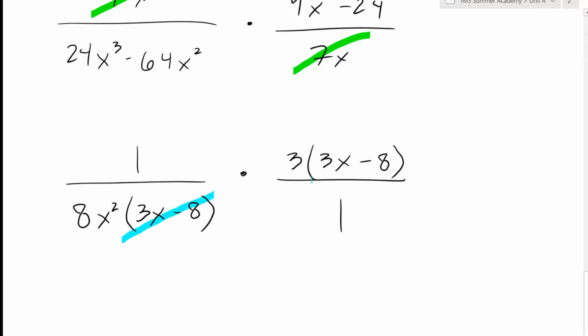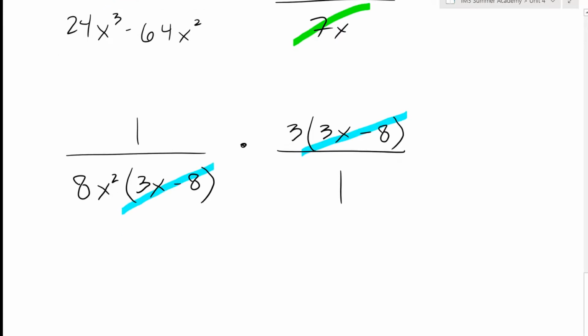And if I look at that, 3x minus 8, 3x minus 8, cancel, cancel. And now all that we're left with on top is 3 times 1, which is 3, and on bottom, 8x squared times 1, 8x squared. And the 3 and the 8x squared don't cancel anymore, so there we go. Final answer.